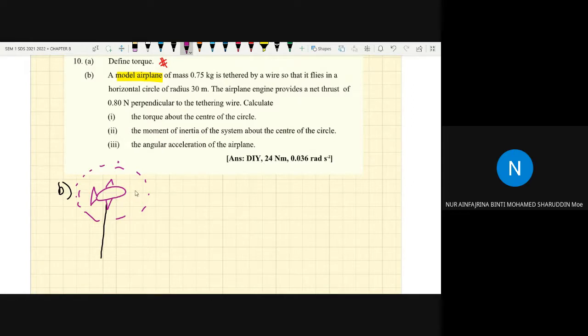So the mass of this model airplane is 0.5 kg. It has been told that it flies in a horizontal circle of radius 30 meter. So the radius is 30 meter. The airplane engine provides a net thrust of how much? The net thrust is 0.8, so F is 0.8 Newton. Consider this a toy model airplane. The thrust is perpendicular to the tethering wire. Okay, it is perpendicular, so it will be perpendicular to your tethering wire.